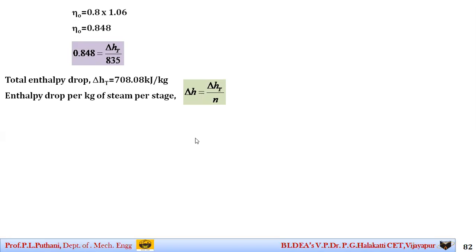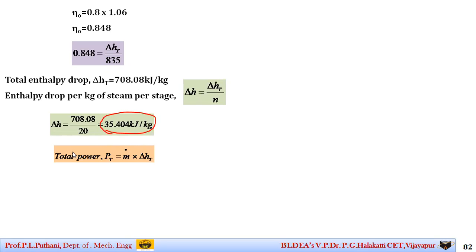Now, the enthalpy drop per kg of steam for each stage. How many stages are we having? 20 stages. So delta HT by N, that is 708.08 by 20. If you divide, for each stage there is a drop of 35.404 kilojoules per kg. Similarly, total power is equal to m dot into delta HT. Total power is already given to us in the question, that is 10,658 kilowatt. Delta HT you have found out, its value is 708.08. So the mass flow rate you are going to get is 15.051 kg per second. Hope this point is clear to you all, students.